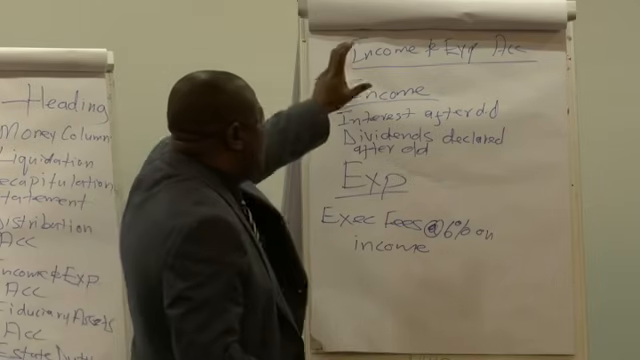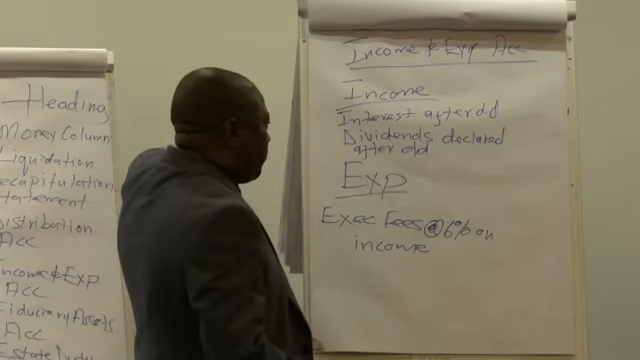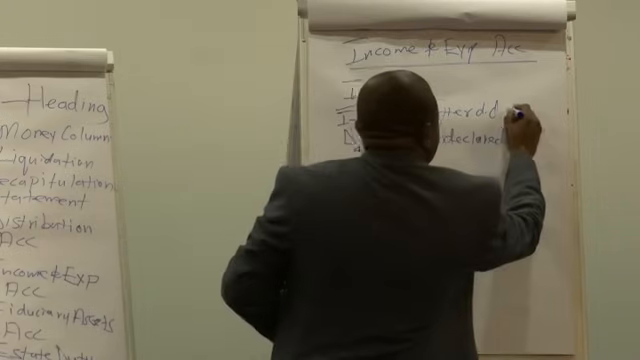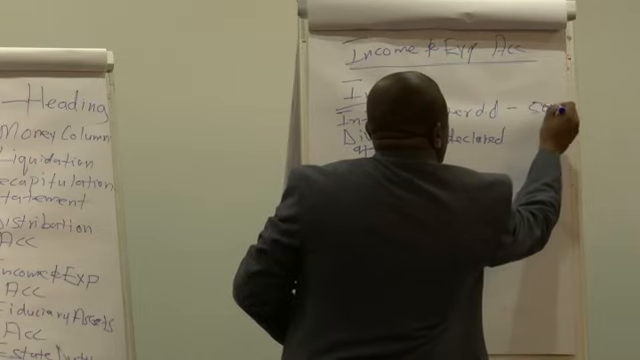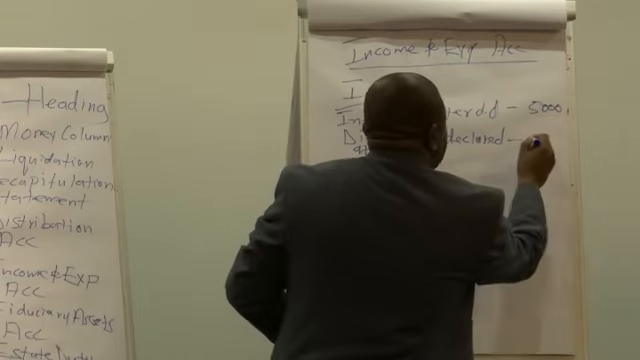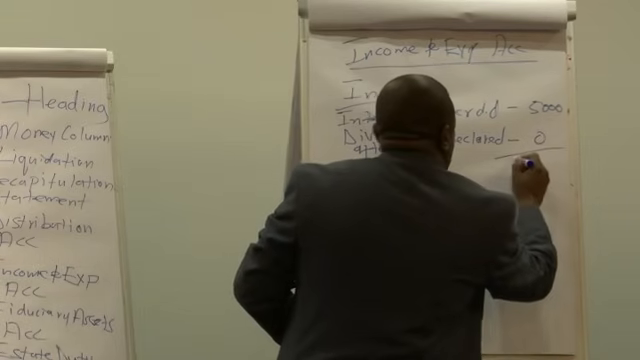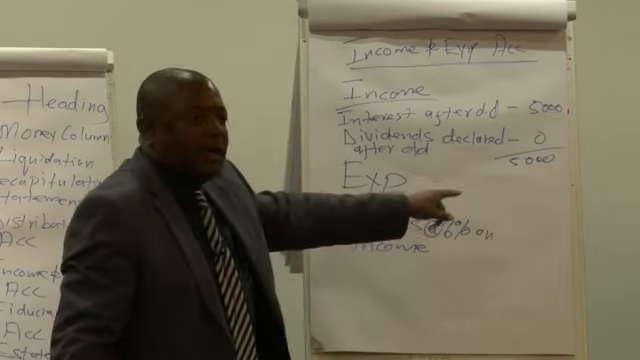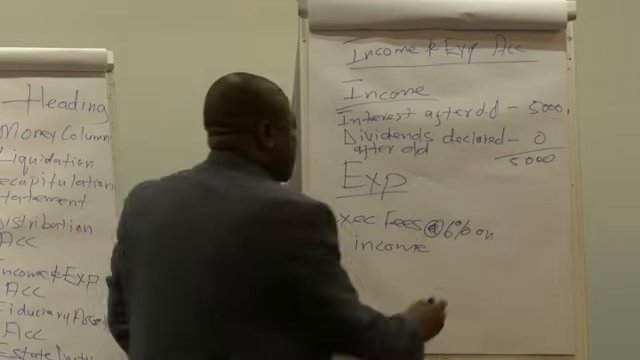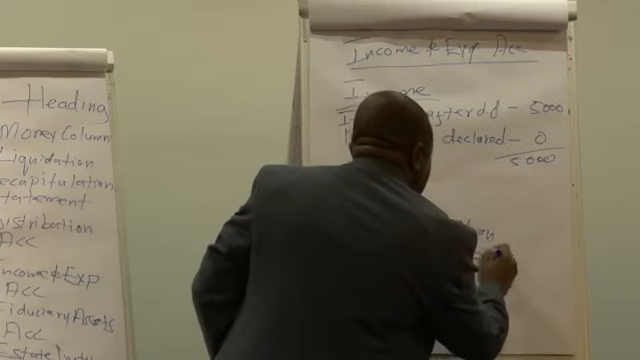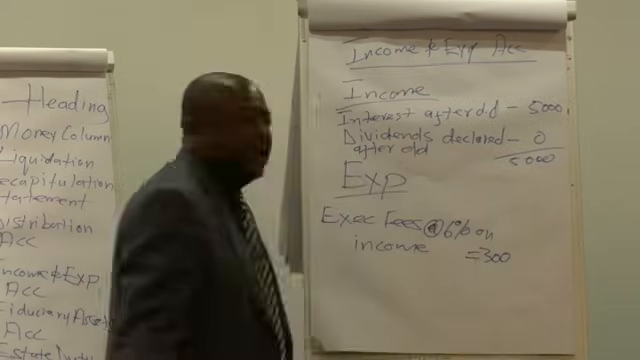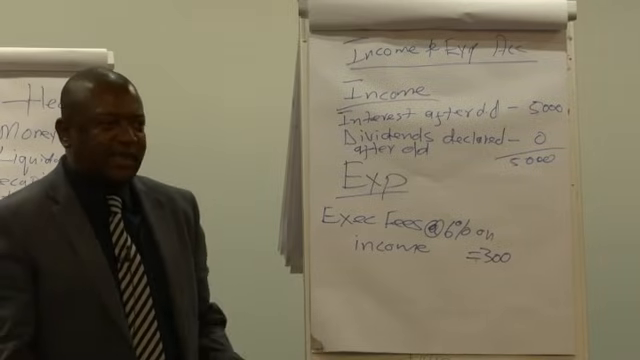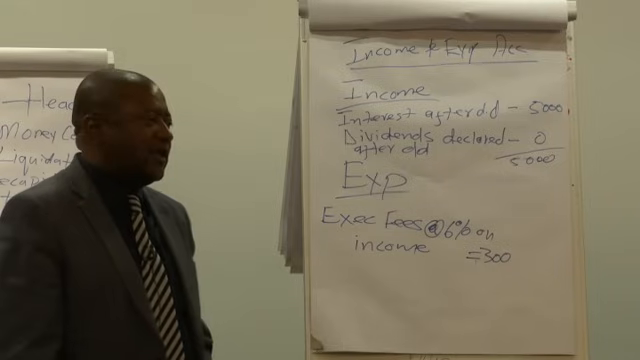Now from the amount of the income, let's say here we said that the interest was how much? 5,000. There are no dividends declared, so it's 0. So therefore, our income is 5,000. Executor's fee at 6% on 5,000 is how much? 300. The executor is not registered for VAT, or do you want us to register the executor for VAT? No. Oh, okay.